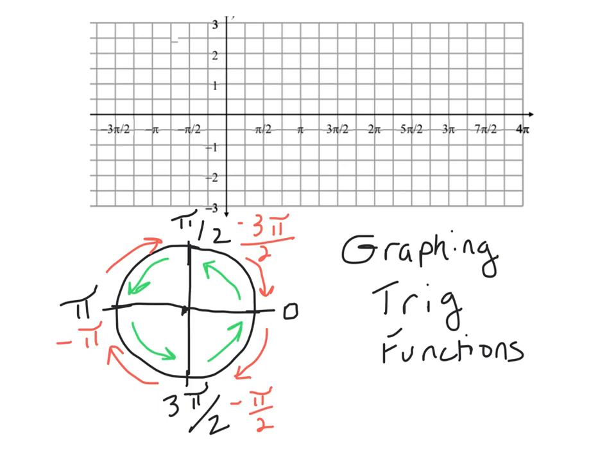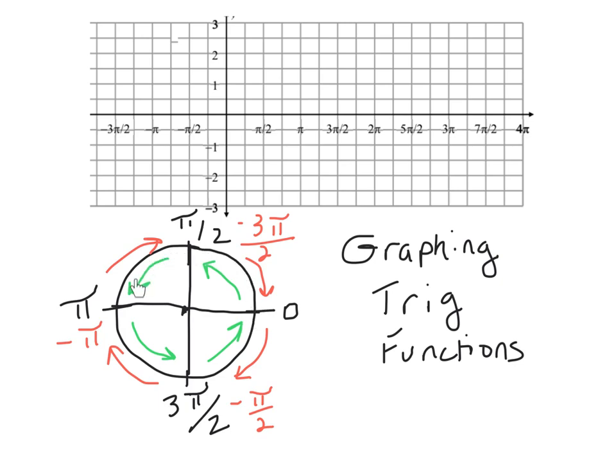So before we do that, I want to go back over what's on the unit circle and then what's on a typical trig graph. So the first thing I want to talk about is the unit circle right here. You know that this point here is 0 or 2 pi. This is pi over 2. This is pi. And this is 3 pi over 2 if we're going the positive direction.